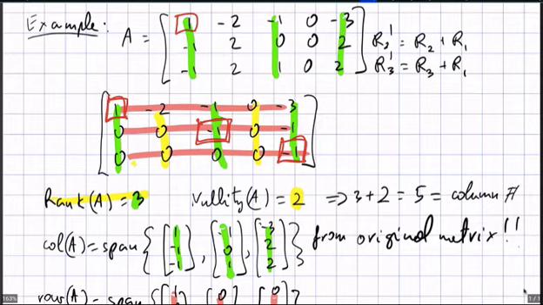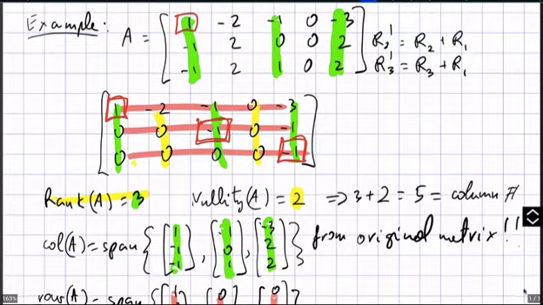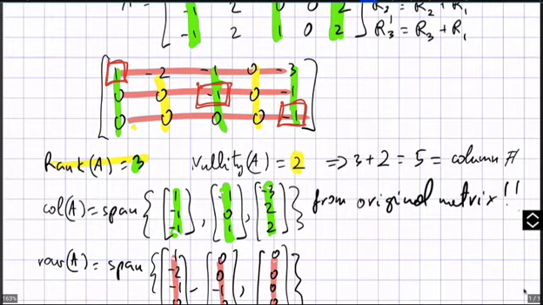We need the columns from the original matrix, so it's 1, minus 1, minus 1. The first pivot column, the second pivot column is the third column, minus 1, 0, 1. And the third pivot is in the fifth column, which is minus 3, 2, 2. So we have the 3 vectors for the basis of the column space.